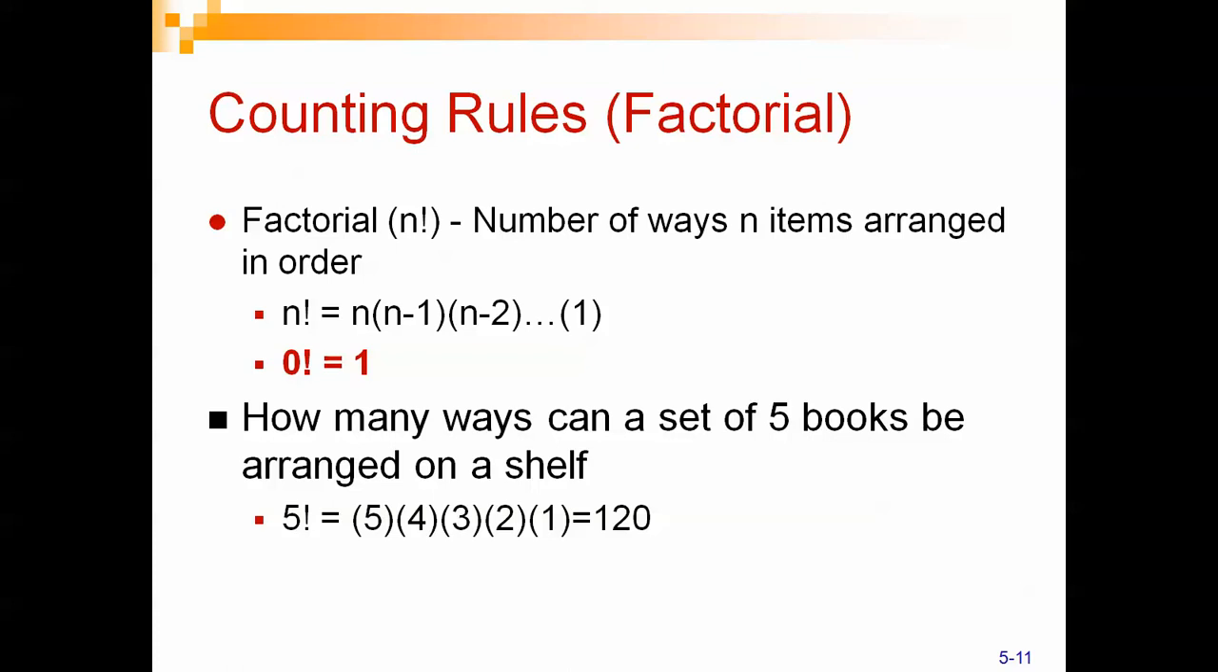Note, 0 factorial is defined as 1. So once we have that, 5 factorial would just be 5 times 4 times 3 times 2 times 1, which equals 120. And we'll use these when we get on to permutations.